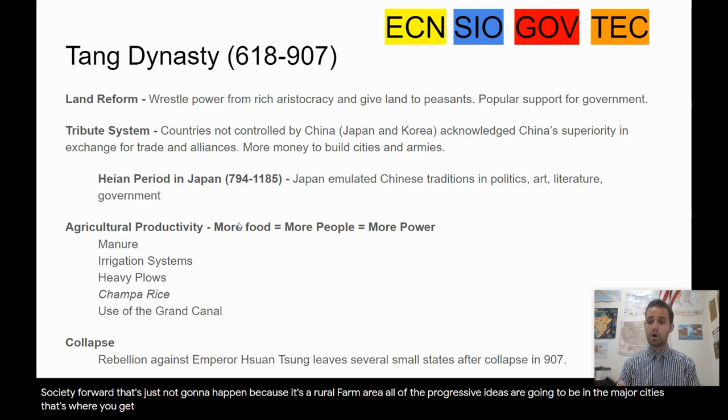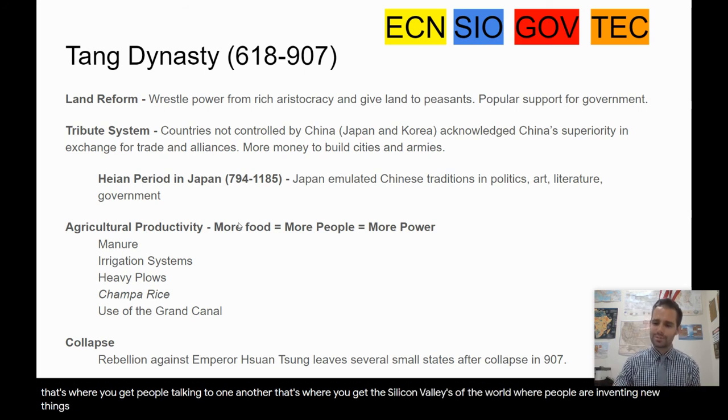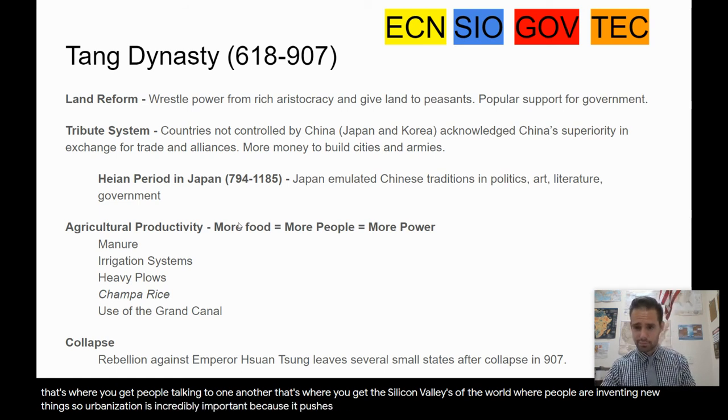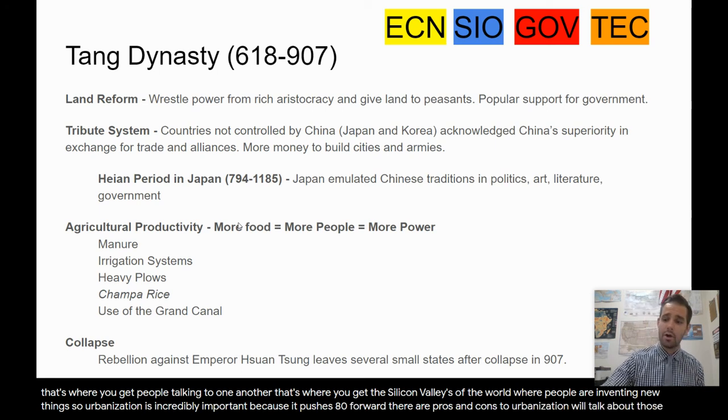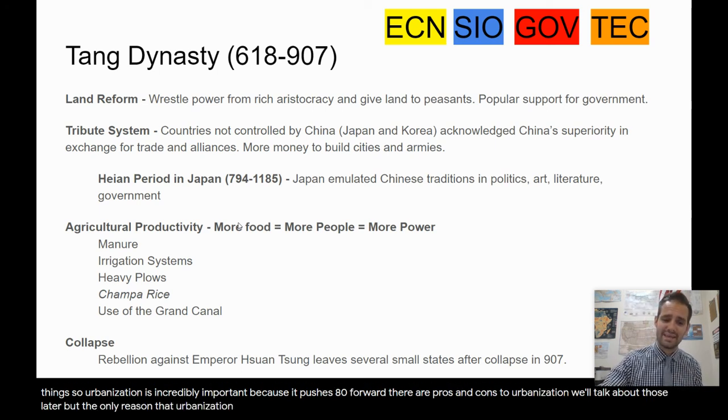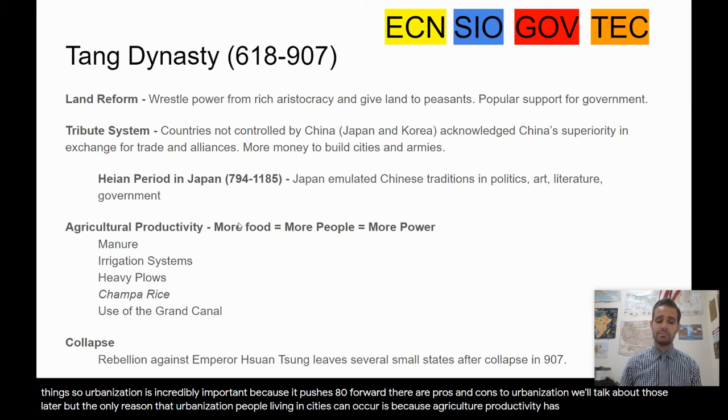That's where you get people talking to one another. That's where you get the Silicon Valleys of the world, where people are inventing new things. So urbanization is incredibly important because it pushes society forward. There are pros and cons to urbanization. We'll talk about those later. But the only reason that urbanization, people living in cities, can occur is because agricultural productivity has become better.